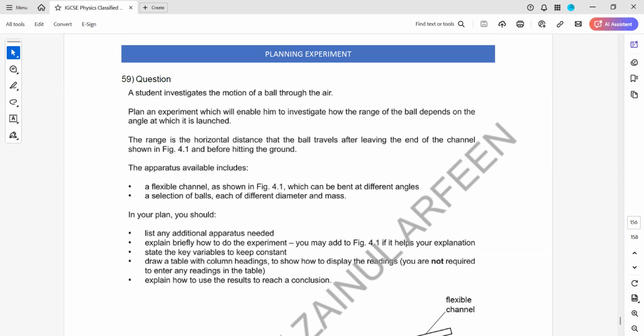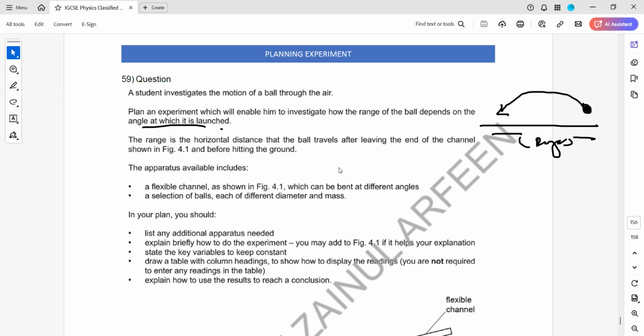So now what we have to do is plan an experiment which enables him to investigate how the range of a ball depends on the angle at which it is launched. What is the meaning of the term range? Range means the horizontal distance which an object travels. For example, if I kick a football, the horizontal distance covered by this football is called the range. So range refers to the horizontal distance covered by an object.